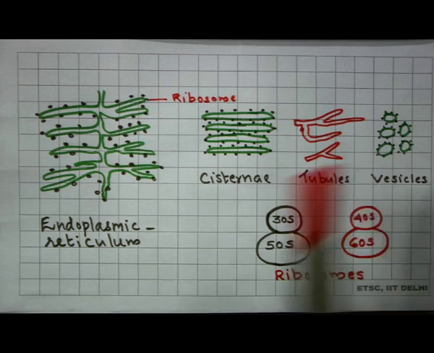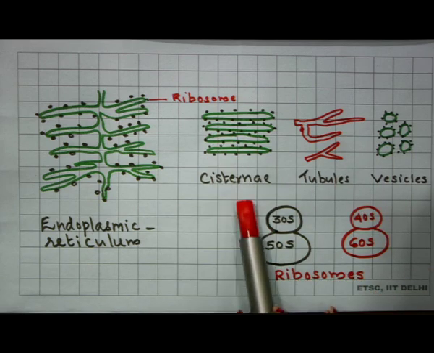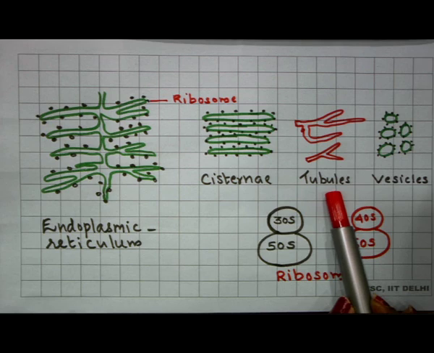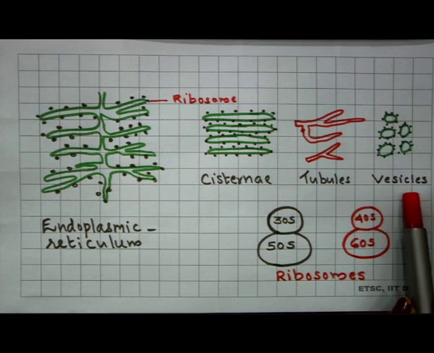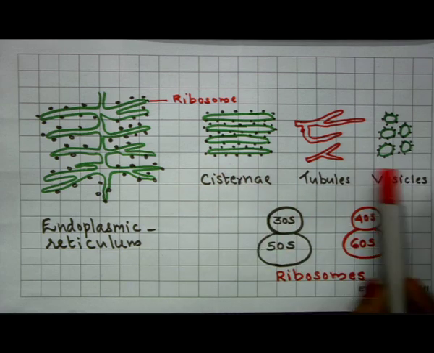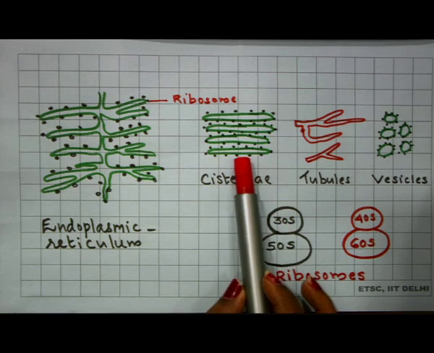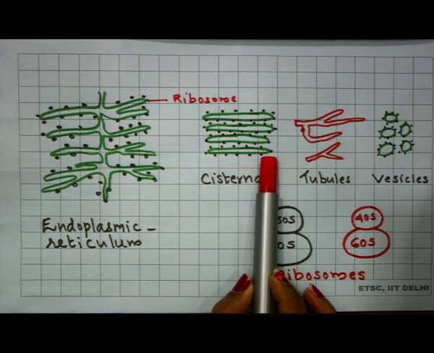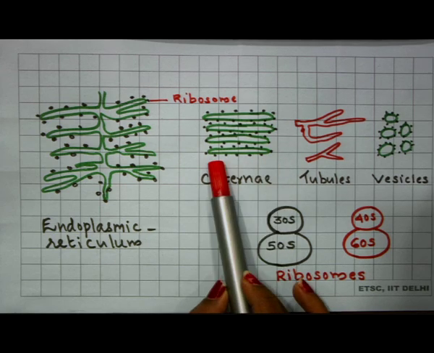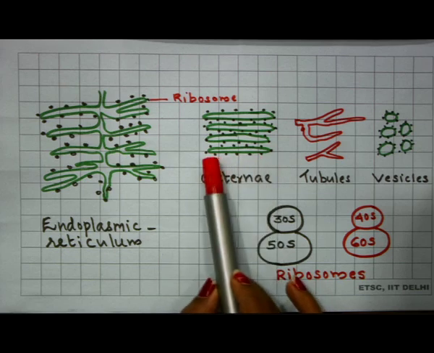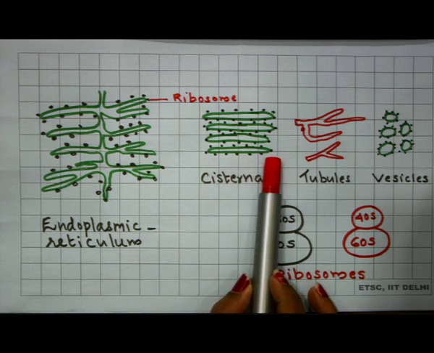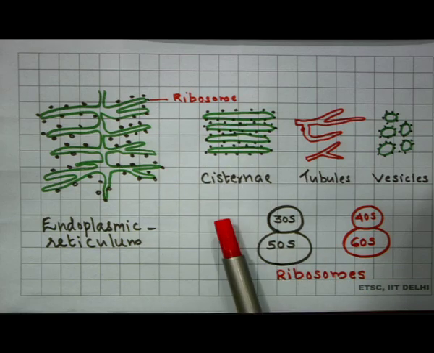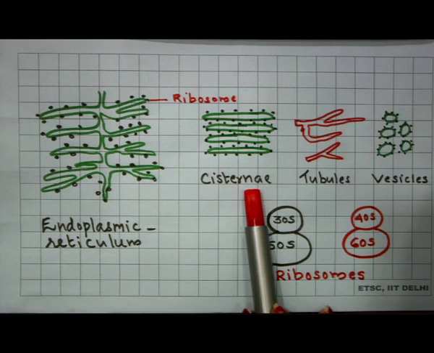Now, the three different components are cisternae, the second one tubules, the third one vesicles. Now, see the structure and try to identify these three. Cisternae are tubular, flat, membrane bound, sac-like and unbranched. They are arranged in parallel groups or bundles. Such structures are known as cisternae.